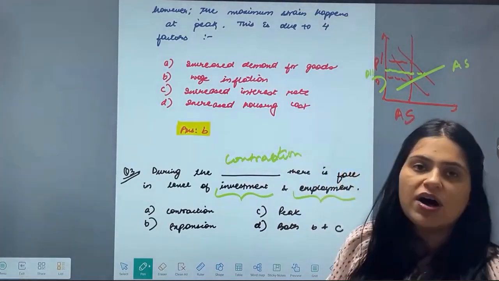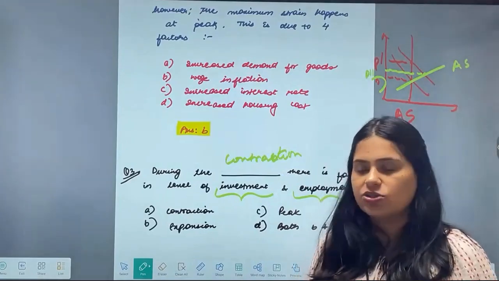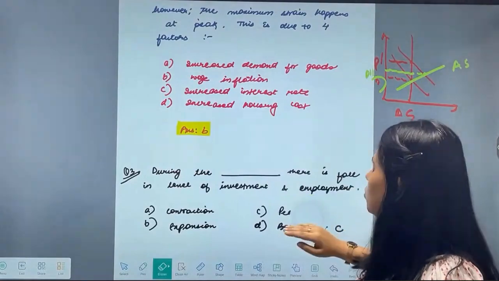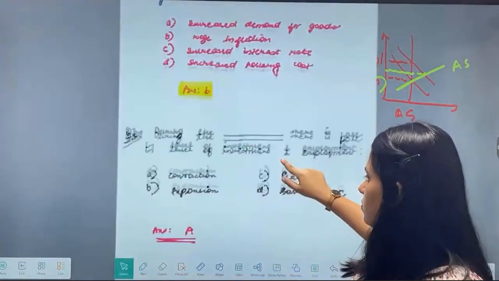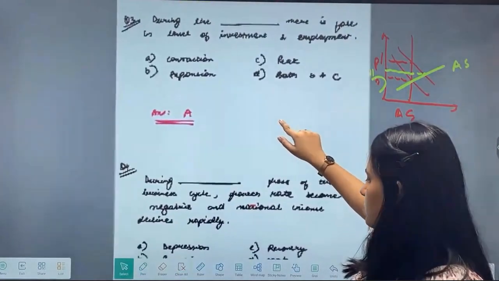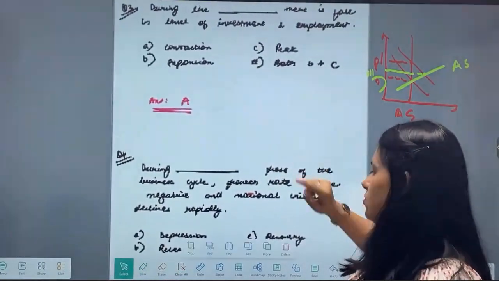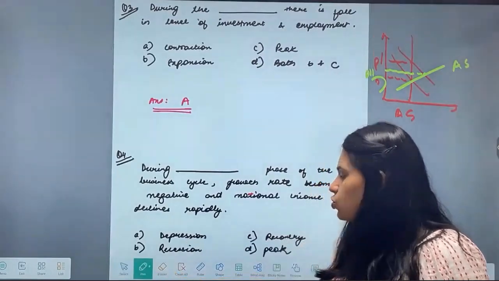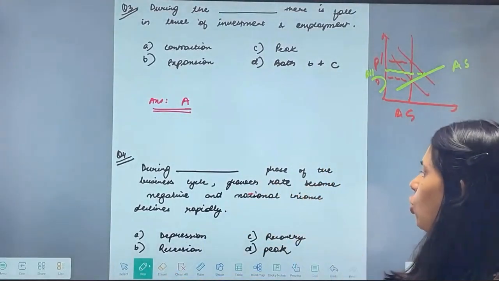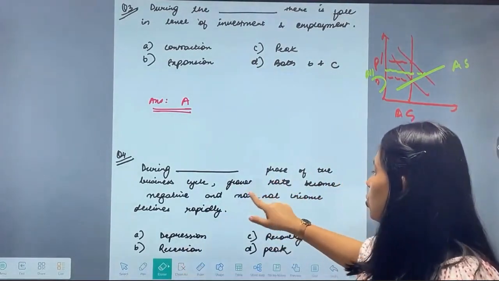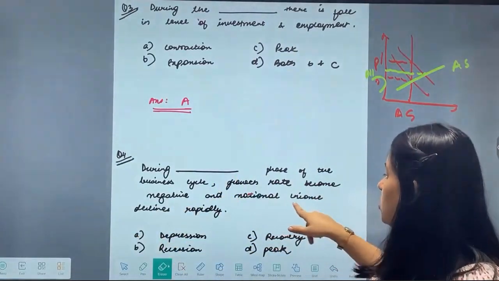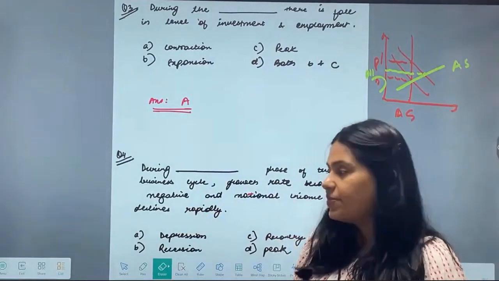Right, beta? So answer to this question should be contraction. Okay, let us come to the next question. So the next question is the following. During dash phase of business cycle, growth rate becomes negative and national income declines rapidly.